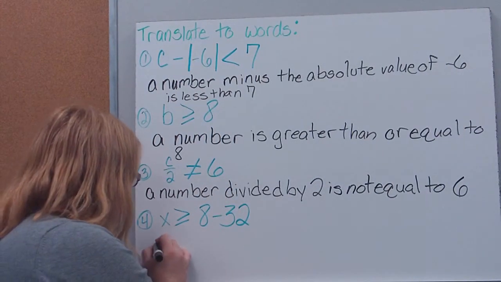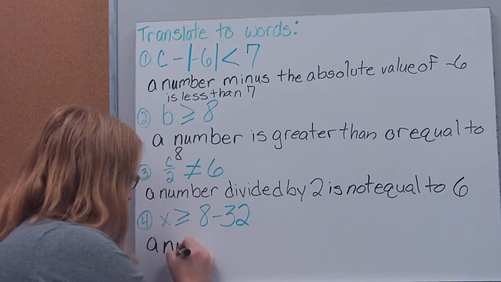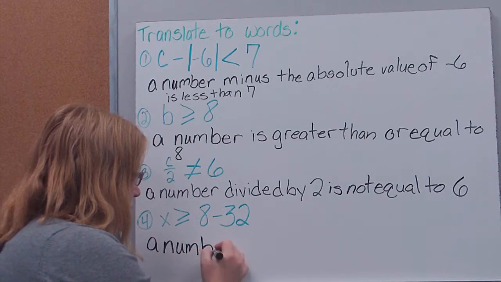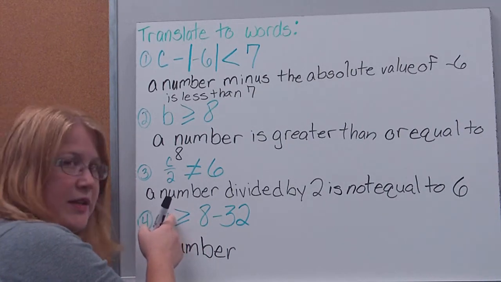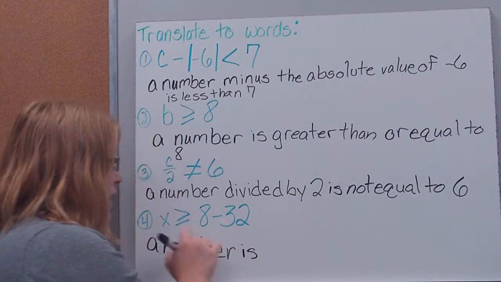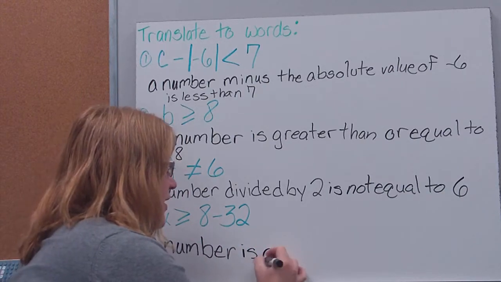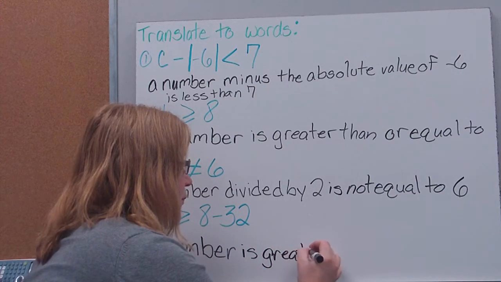So on this side I just have X, or a number. Look at the way it's facing. I would read this is greater than because it's eating this side. And then you'll notice there's a line underneath it, so it is greater than or equal to.